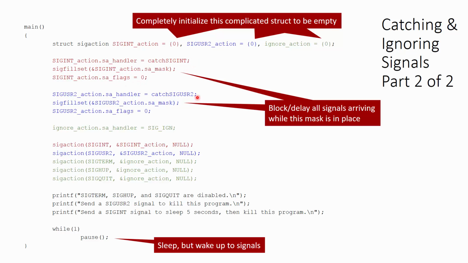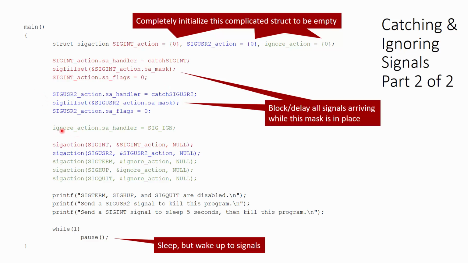For the SIGUser2 function, we are setting up a sigaction struct, and in this particular one we're registering the catchSigUser2 function, and we are again filling the mask with all signal types. So no signals are going to be allowed to interfere with the running of any signal that uses this struct. Note again that we still haven't actually registered a particular signal to do anything. All we've done is set up some sigaction structs that we could use later.